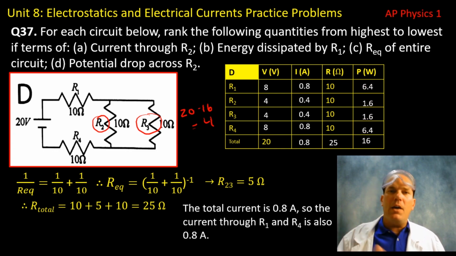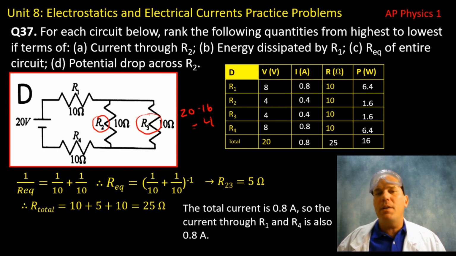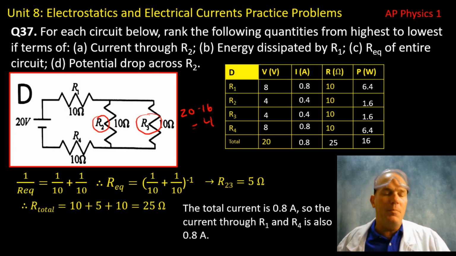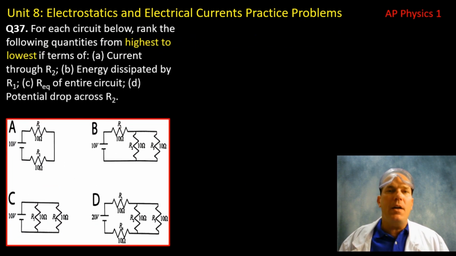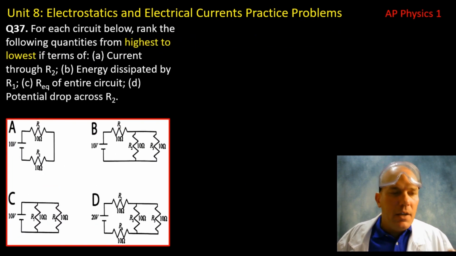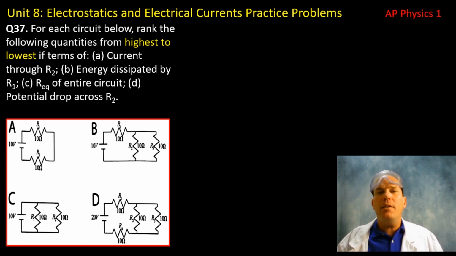Lastly, you can calculate the power by taking the voltage multiplied by the current, and we can finally move on to the ranking task. Here are the 4 circuits together.